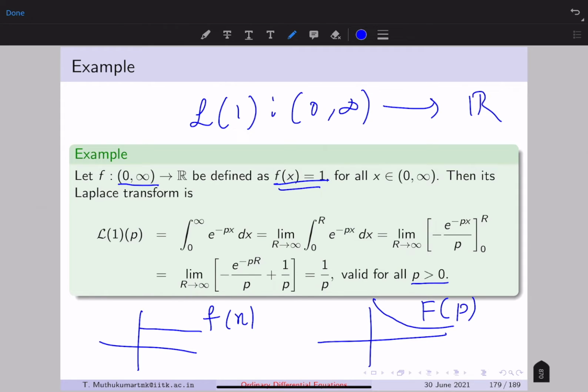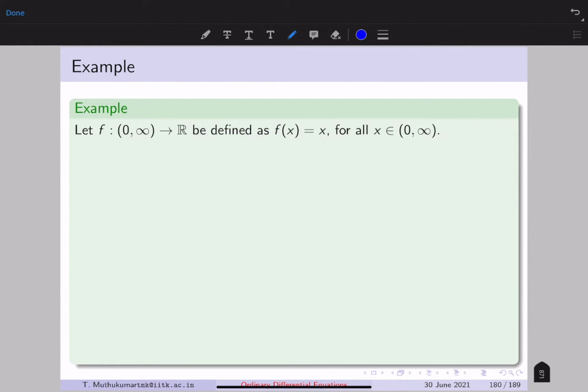Now let's look at another simple example. So what are the next possible? This is the constant function 1. The constant function 1 can be thought of as a polynomial of degree 0, so the next natural generalization is a polynomial of degree 1. Let's say f of x is equal to x, right? For x positive, this is the graph of this given function f.